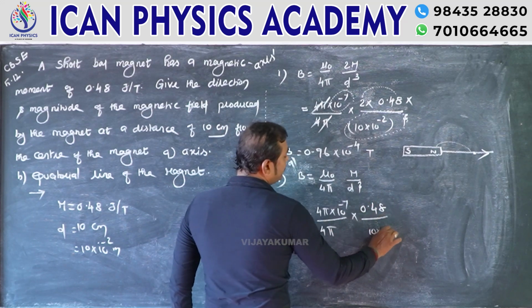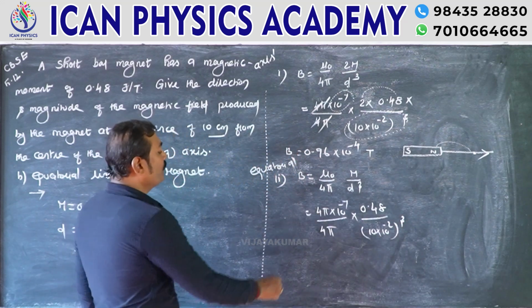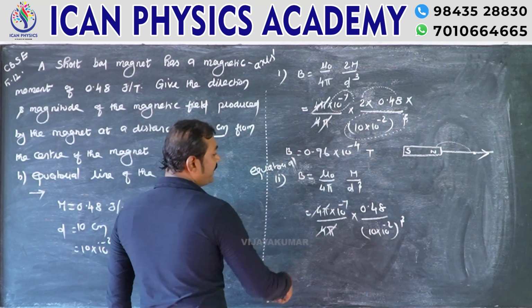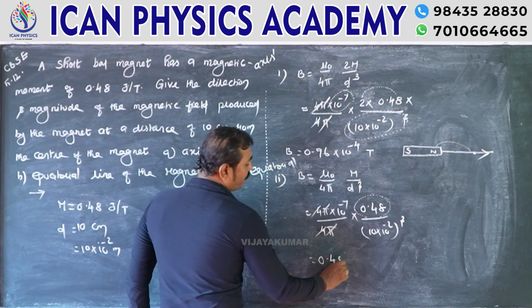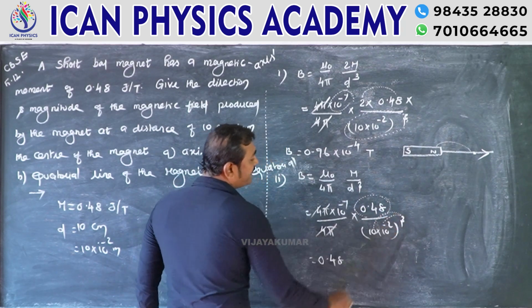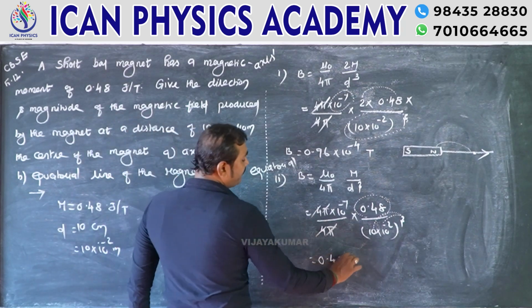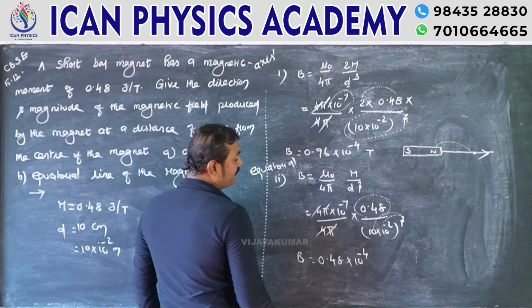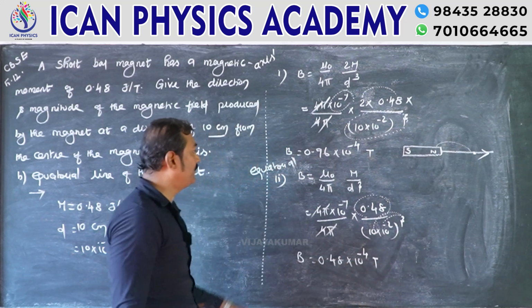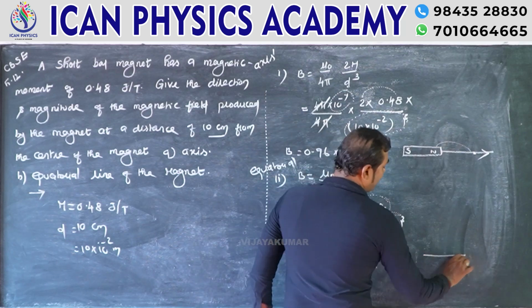So 10 into 10 to the power minus 2, the whole cube. So we are getting only 0.48. When the powers go to the numerator and the denominator, finally we can minimize that. We can get 10 to the power minus 4 Tesla as the magnetic field. Now we have to calculate the magnetic field along the equatorial line.